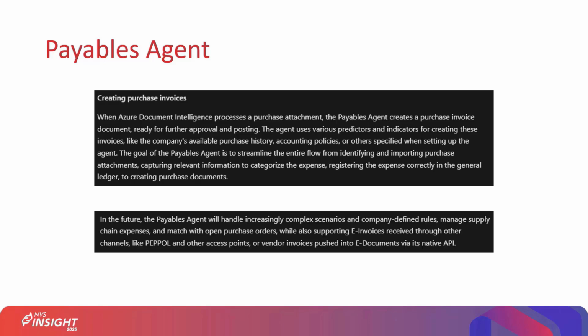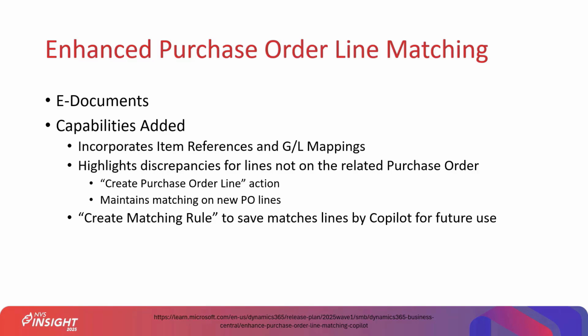It is the future goal that the payables agent will handle more complex scenarios and hopefully be able to also maintain more rules and more learning. It is the goal that the invoices will be able to come in through additional channels rather than just email or SharePoint documents. Also being introduced with Copilot is enhanced purchase order line matching. It is important to note that this Copilot feature is for use with the eDocuments module. Some of the capabilities being added are the ability to incorporate item references as well as GL mappings. This enhanced purchase order line matching will also highlight discrepancies for any lines that aren't on the related purchase order.